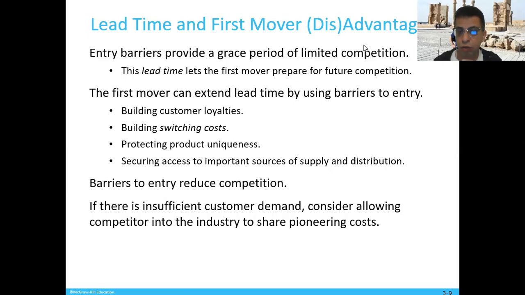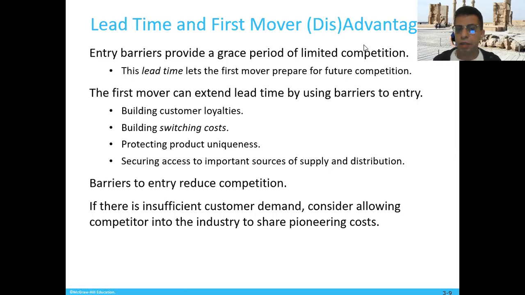The first mover can also extend the lead time by using barriers to entry, like building customer loyalty, because you are teaching them, you educate them, and when you educate them, they will gain the power of knowledge, and this power of knowledge will put them in a very strong position. And there is a term we always use, it's called look for the champion. The champions within the organization are the ones who are hungry for knowledge and want to implement your deal because they want to be champions within their organization.